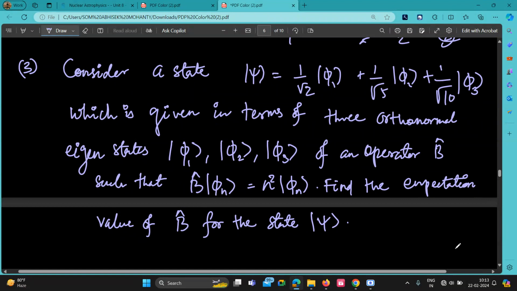Consider a state psi equal to 1 by root 2 phi 1, 1 by root 5 phi 2, 1 by root 10 phi 3, which is given in terms of three orthonormal eigenstates phi 1, phi 2, phi 3 of an operator B, so that B phi n is equal to n square phi n. Find the expectation value of B for the state psi. Let's try this question.